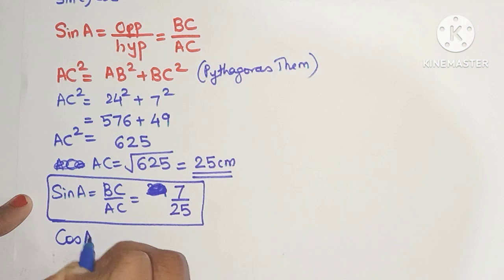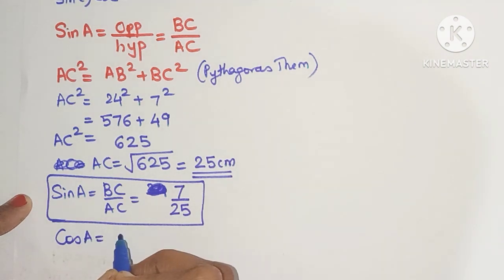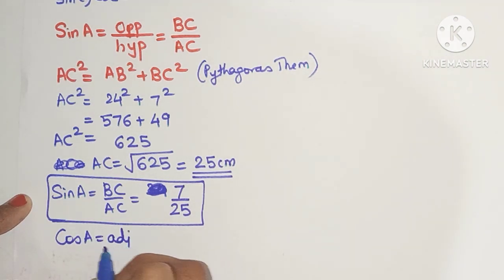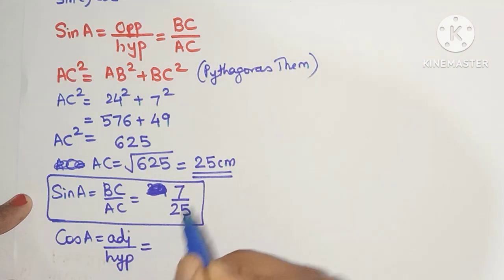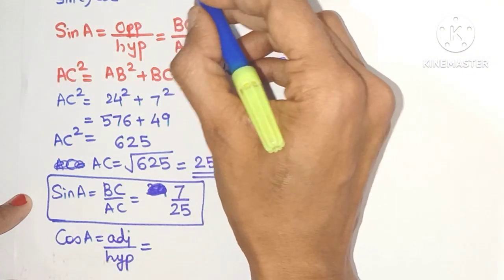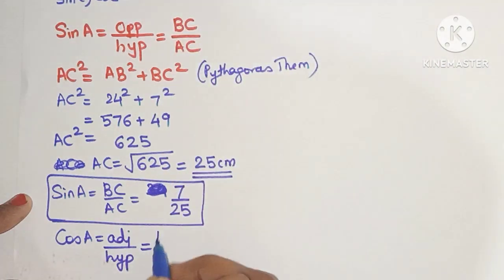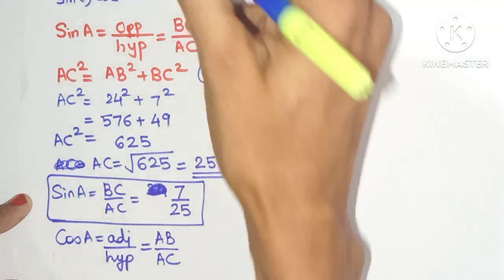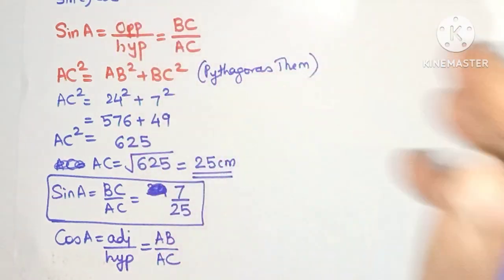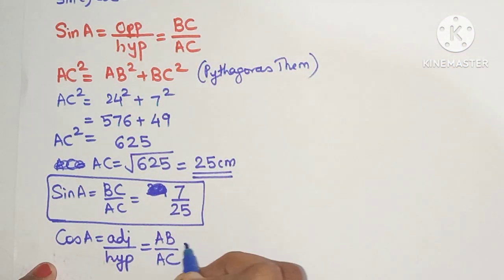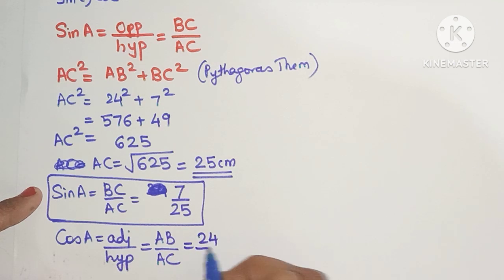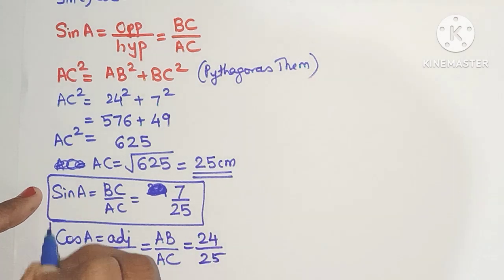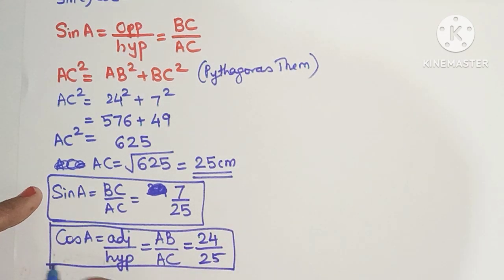Now I have to find cos A. Can you tell me what is the formula? That's right. It's adjacent side upon hypotenuse. So what is the adjacent side for angle A? Yes, the adjacent side is AB, and the hypotenuse is going to be always the same for a triangle. Whichever angle you take, the hypotenuse for the triangle will be the same. So what is AB over here? 24, and AC is 25. See, that's it. So we have got cos A also.